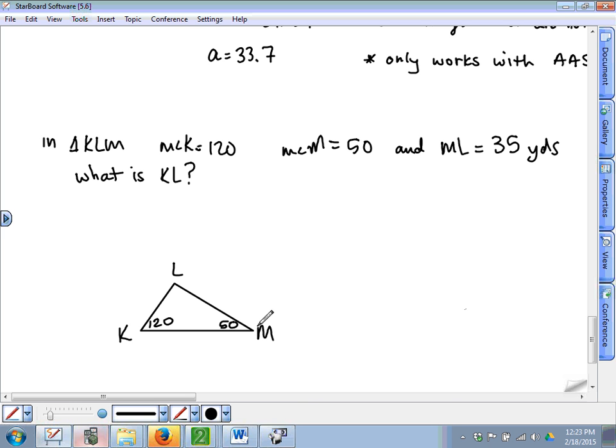And ML means the distance from M to L. So if you start at M and go to L, it's 35. They're asking what's KL. So if you put an X over here for KL, now if the K's and the M's and the L's are confusing you, just replace them with A, B's, and C's. It doesn't matter.